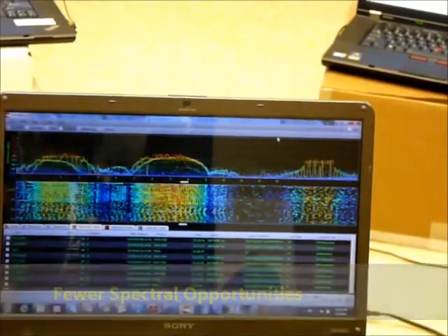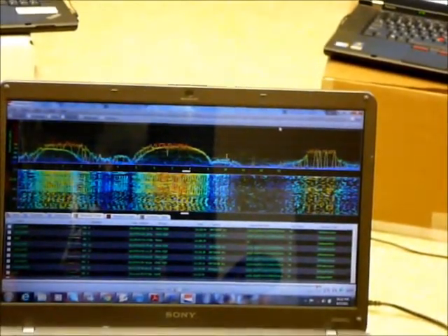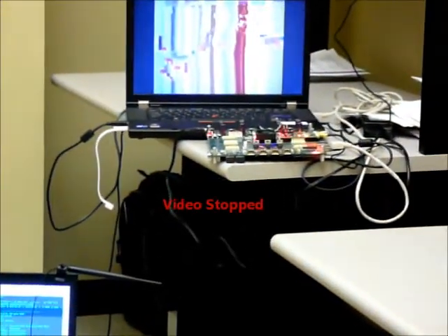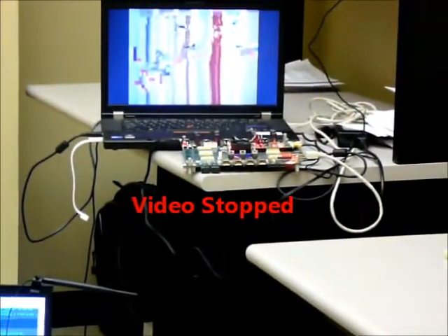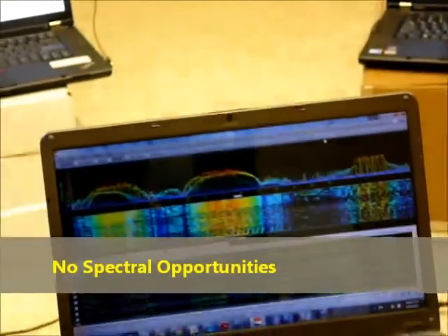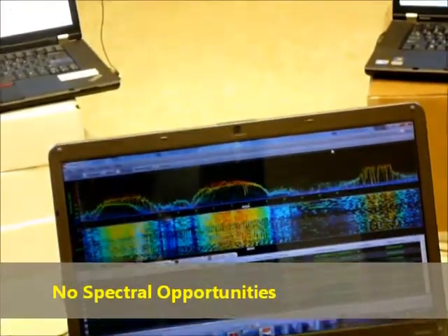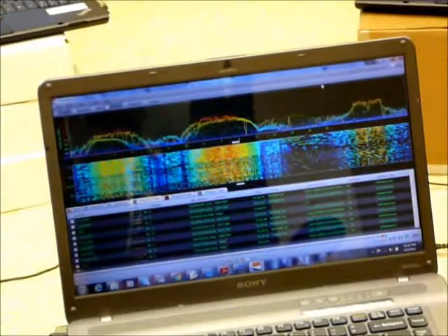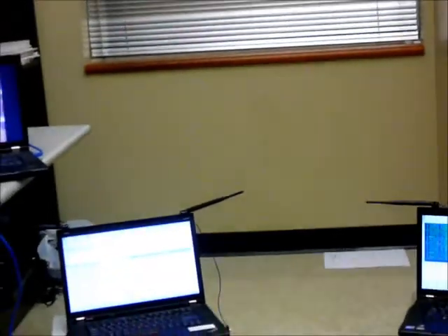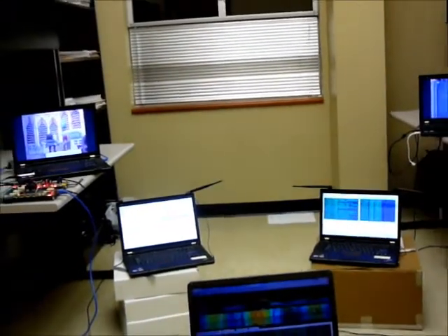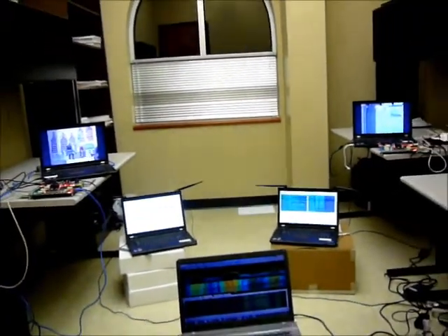Now, the primary networks are transmitting at full rate, and as you can see, the video streaming has completely stopped due to the lack of any spectral opportunities. As you can see here, there are almost no black gaps on channel 1 or channel 7. When the primary networks stop their transmissions, we will see that the cognitive radio transmission will be resumed and the movie will resume after a buffering delay.